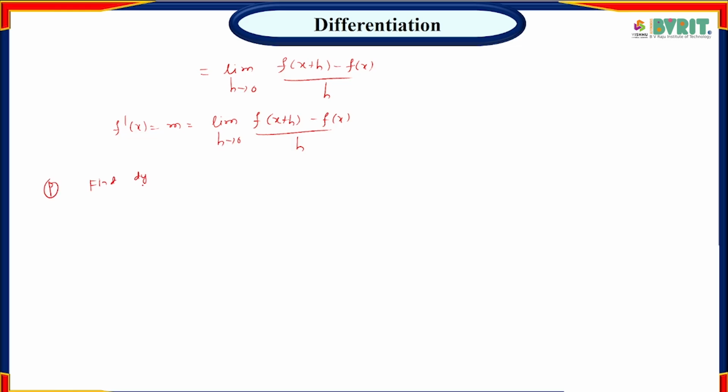Find dy by dx of x square. According to this formula, whatever we have learned in our intermediate, d by dx of x power n is n into x power n minus 1, and d by dx of x square is 2 into x power 2 minus 1, which is nothing but simply 2x. Now I have to prove d by dx of x square is equal to 2x by using this definition of differentiation.